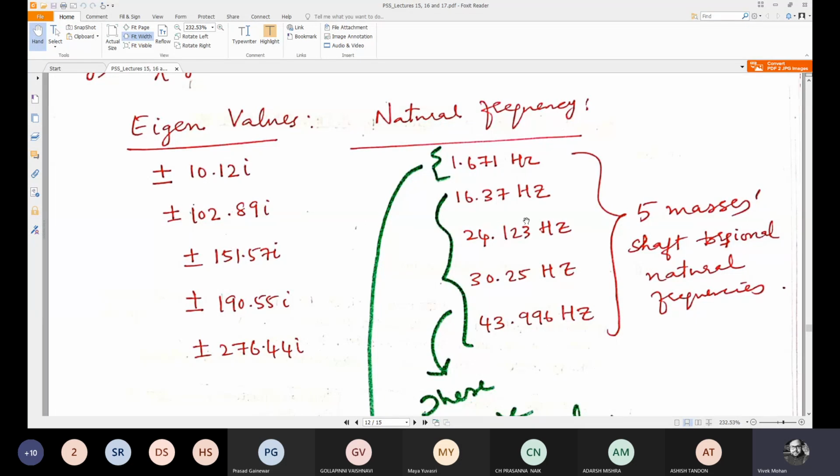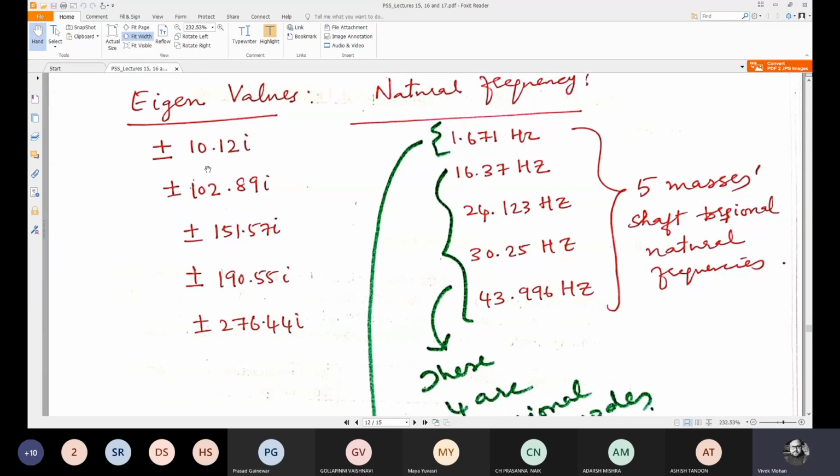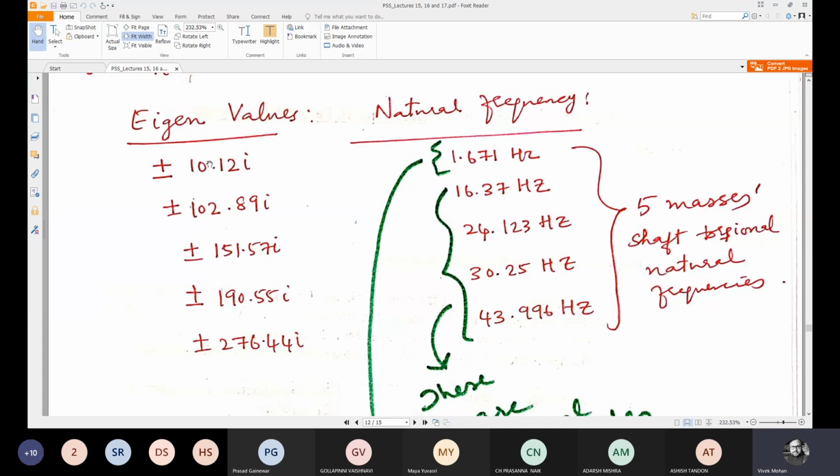Now we can find the natural frequency. How will you find it? If this 10.12 is omega, then this is sigma plus or minus j omega, and sigma is not there in either of the eigenvalues. We only have omega j, and omega by 2 pi will give you the natural frequency, right? So if you do omega by 2 pi, you will get the natural frequencies 1.671, 16.37 hertz, 24.123 hertz, like that.